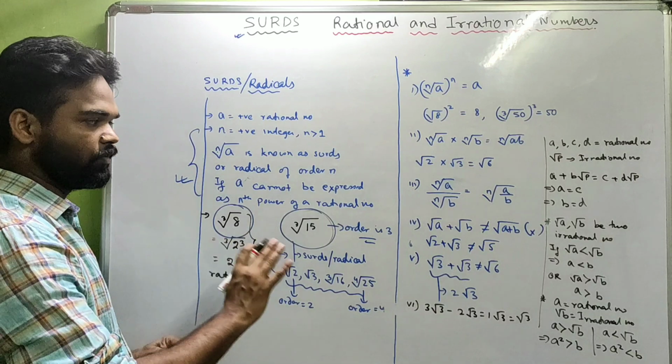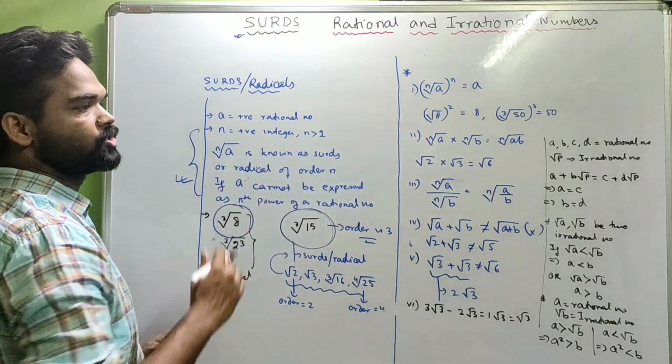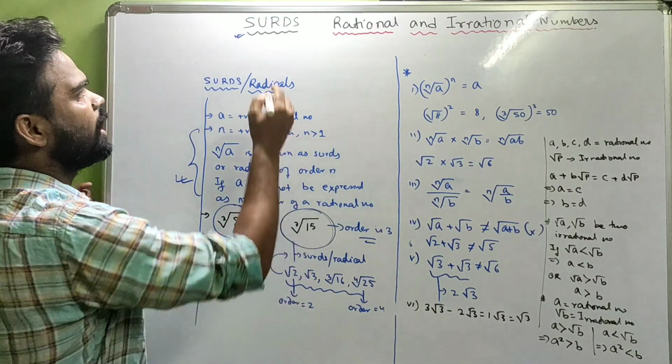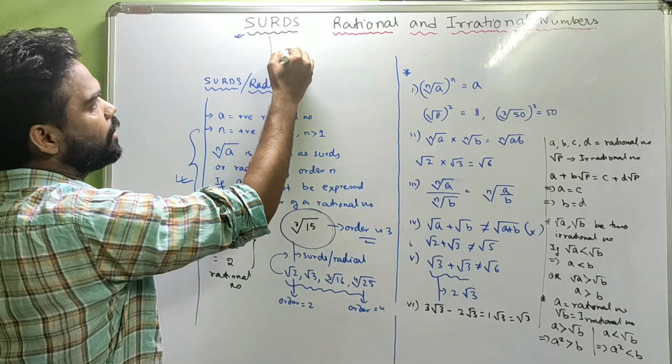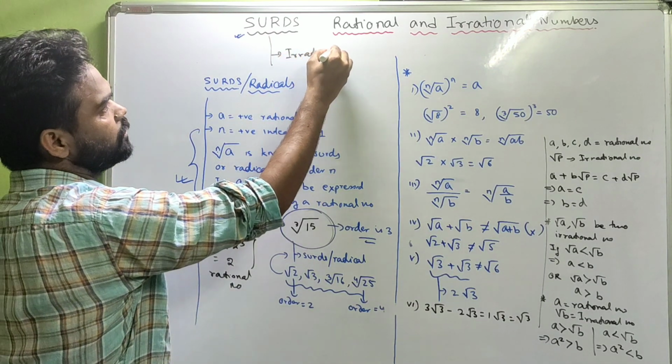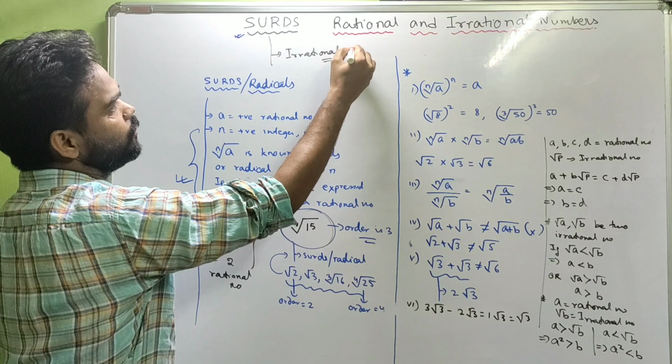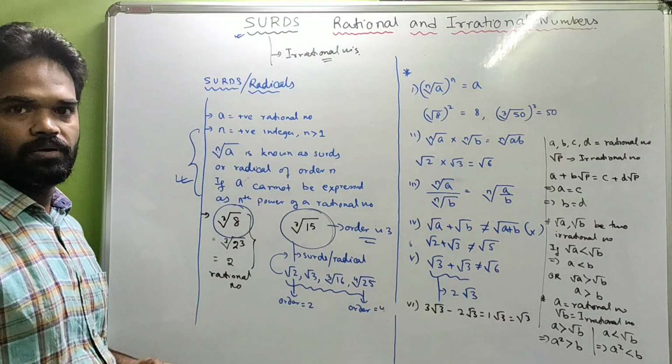Remember, these are a few properties of surds. Am I clear? And all surds are irrational numbers. No doubt in that. Clear?